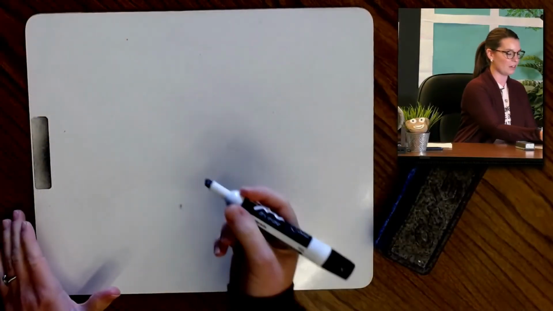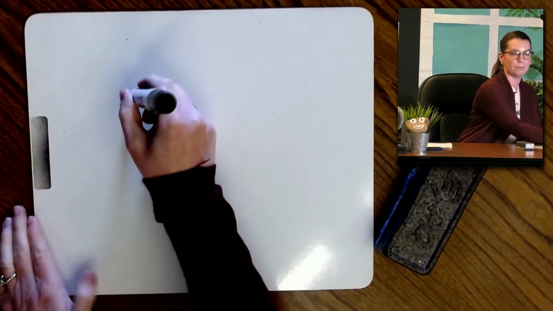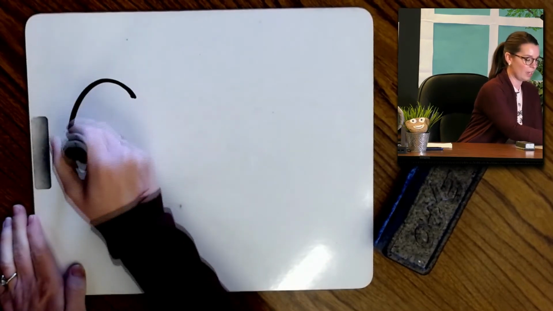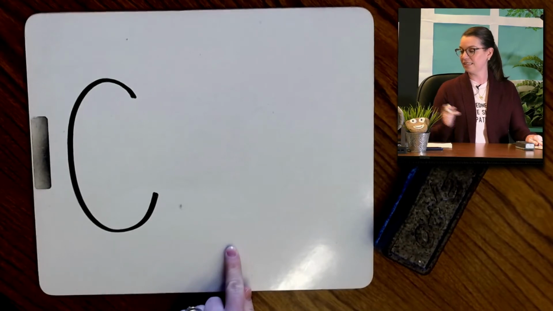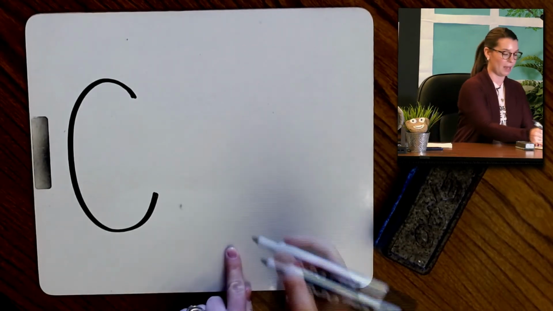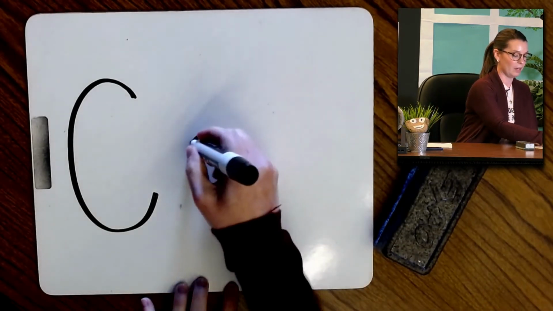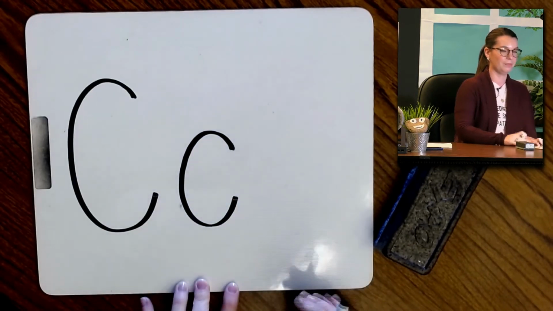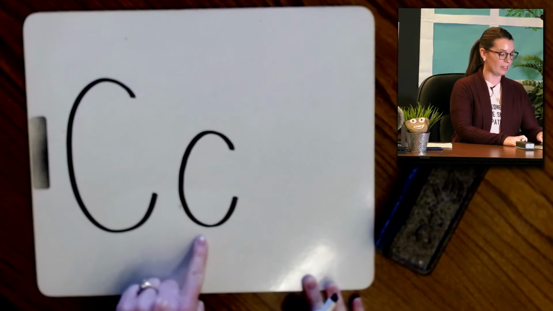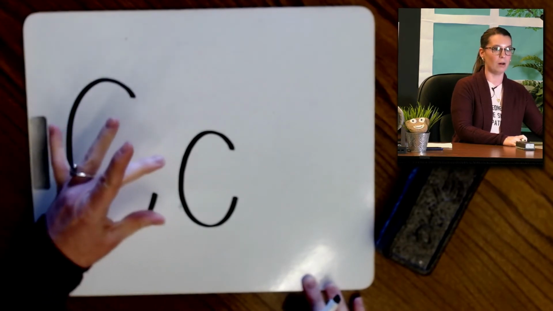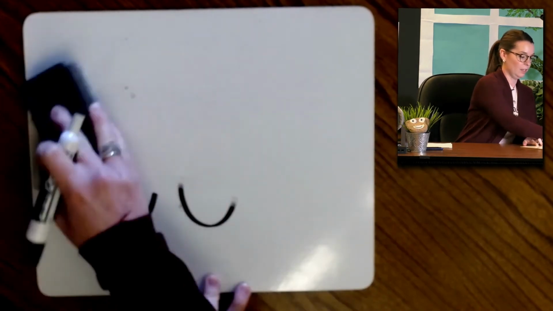Capital C is a letter that's tall, so we say pens up, bump back around, and stop. A lowercase c is a letter that is small, so we say pens out, bump back around, and stop. Your capital C should be tall, and your lowercase c should be small. Erase.